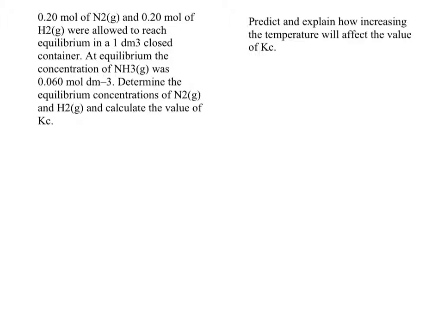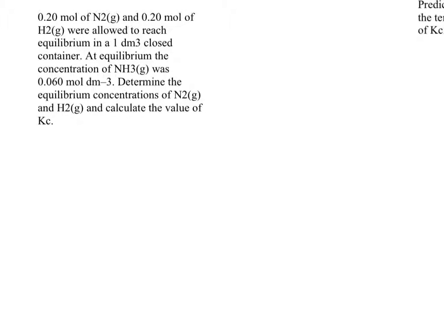All right, so these are both the other parts of this problem. So I'll be working through these each individually. Looking at: 0.20 moles of N2 and 0.02 moles of H2 were allowed to reach equilibrium in a 1 decimeter cubed closed container. At equilibrium, the concentration of NH3 was 0.060 moles per decimeter cubed. Determine the equilibrium concentrations of N2 and H2 and calculate the Kc value.